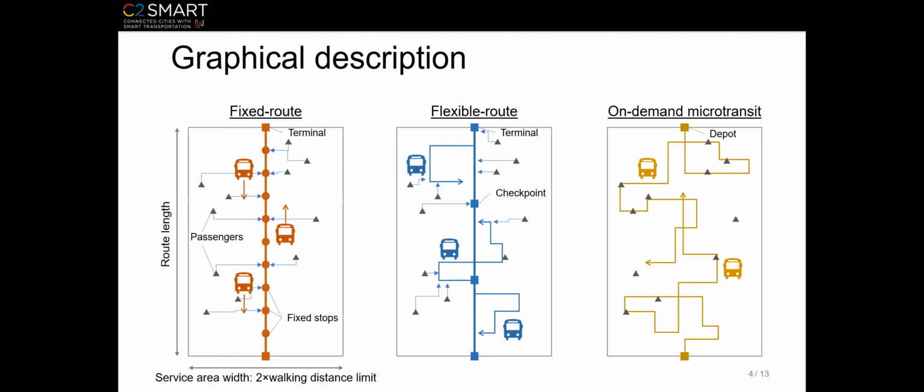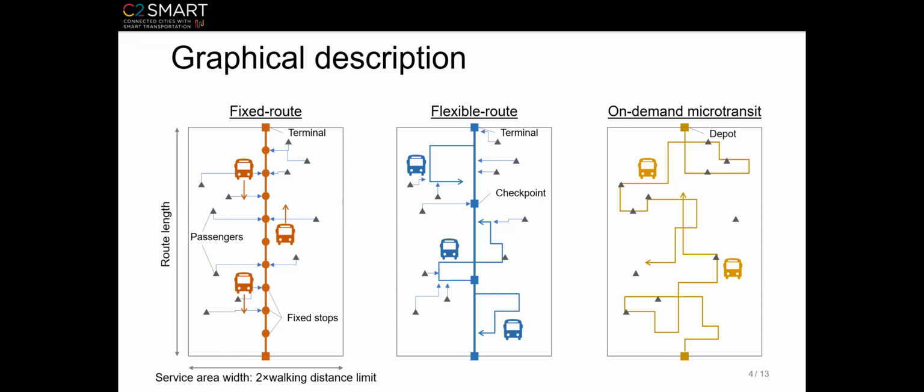And in the graphical description, we can show how these are different. In the fixed route system, there is a mid baseline, which is the fixed route, and vehicles only travel along those routes. And small triangles, which are passengers, access those stops, circles and squares. And the service region is determined by the walking distance limit from the route.